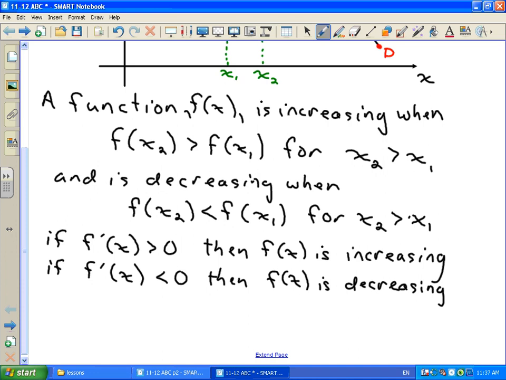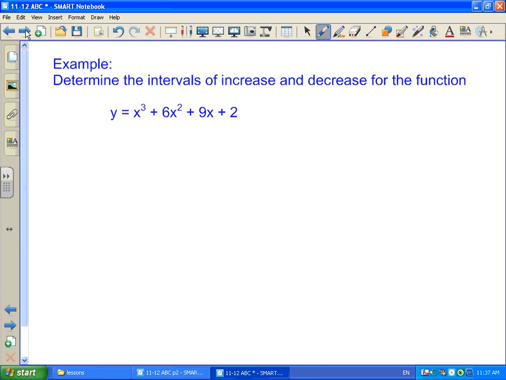So we can determine where a function is increasing or decreasing by looking at the sign of our derivative over the domain of this function. So let's just take a look at an example here of how we can do that. Here we've got a function, y equals x cubed plus 6x squared plus 9x plus 2, and we want to determine the intervals where this function is increasing and decreasing.